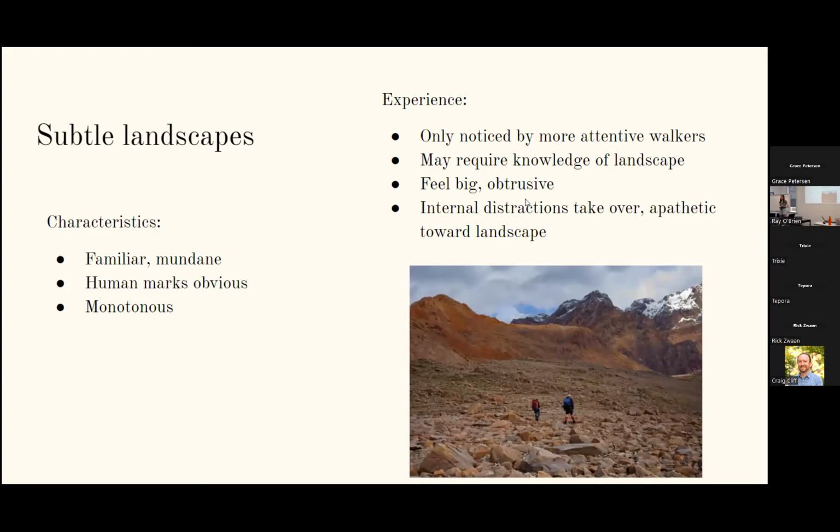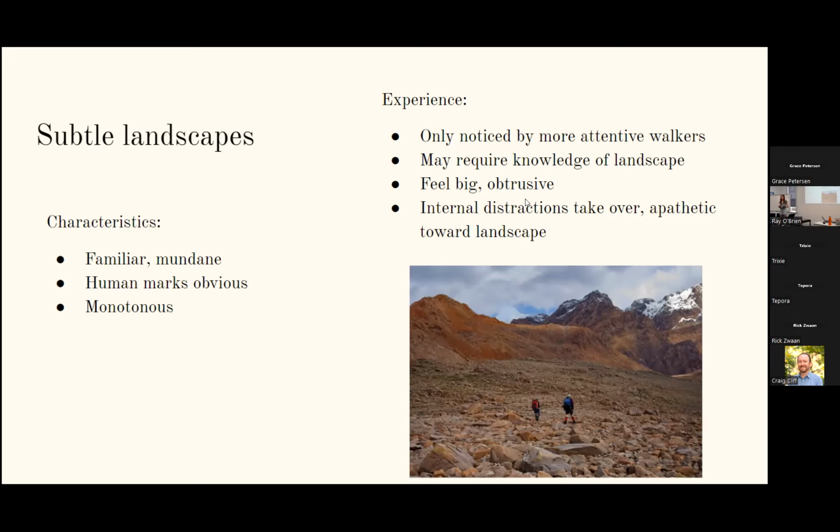Also places where human marks are more obvious, and that's not necessarily heavily modified environments, but ones where you notice you're trampling on things a lot more. Could be swamps or really muddy bits of forest. Equally, just monotonous places like 90 Mile Beach is notorious for the same. So these, yeah, they might have the opposite effect.